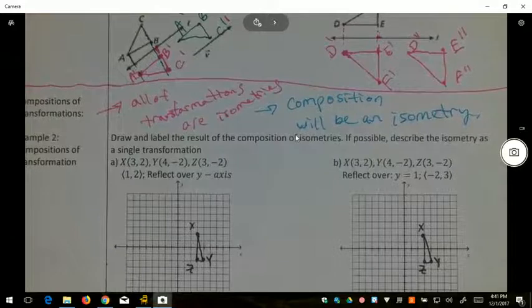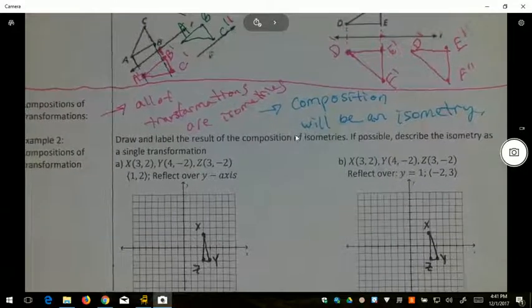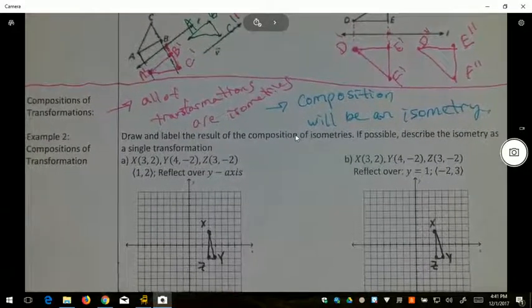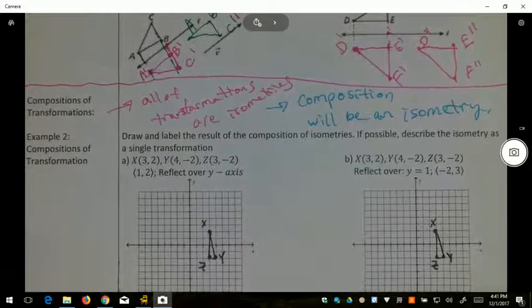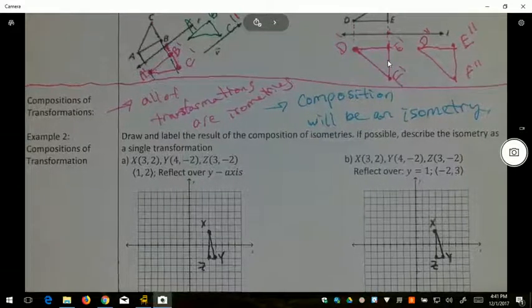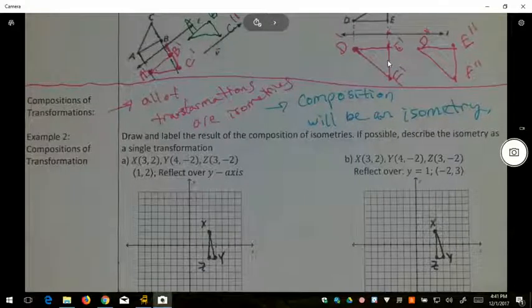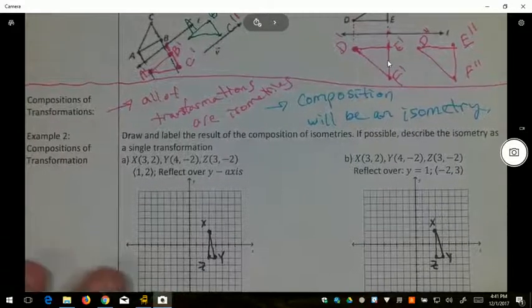So compositions is just combinations. We're putting 2 or more transformations together so that they happen. So we actually have like an A double prime or maybe even an A triple prime. That is because we've done multiple moves to get from our pre-image to our final image.